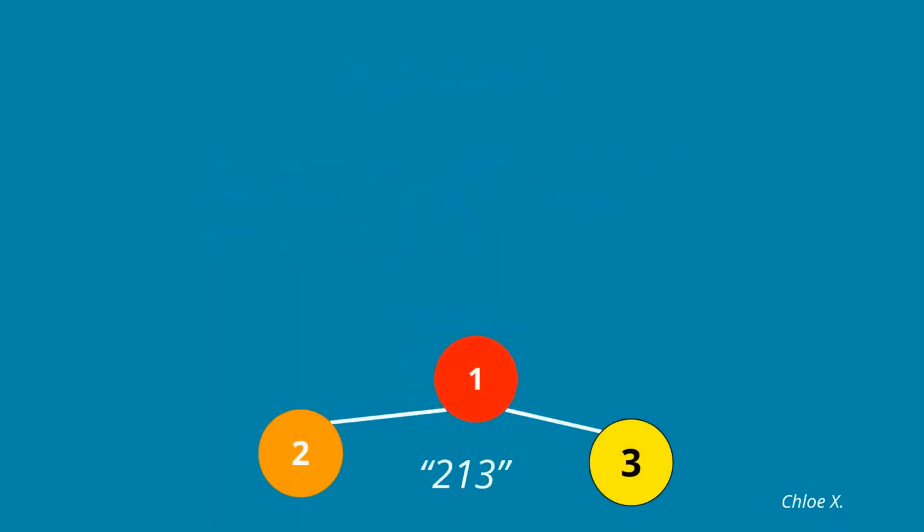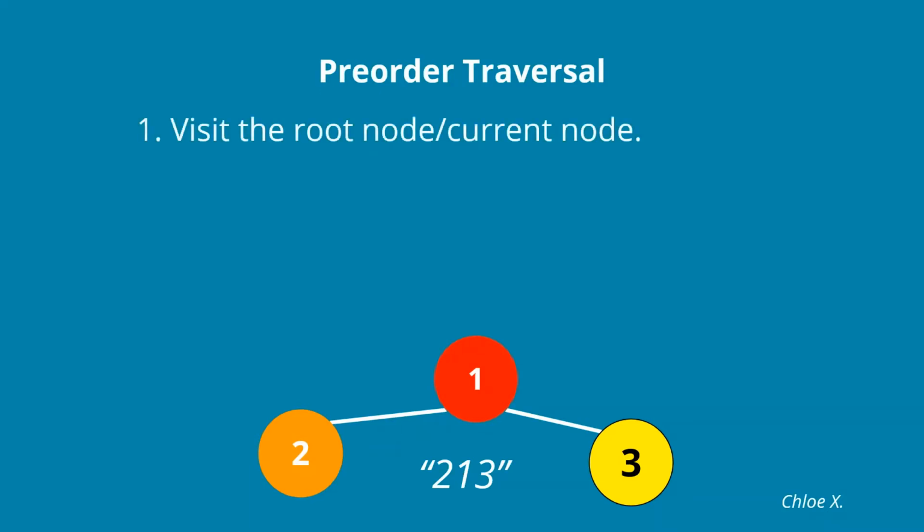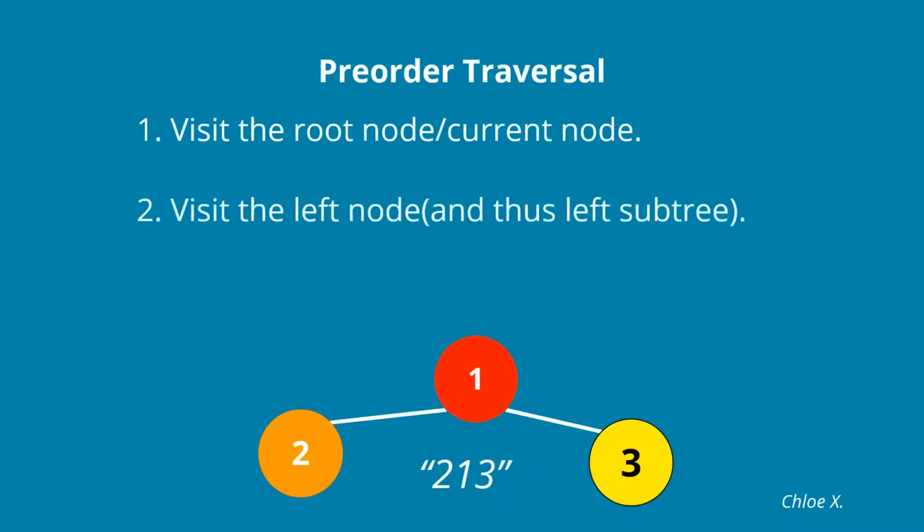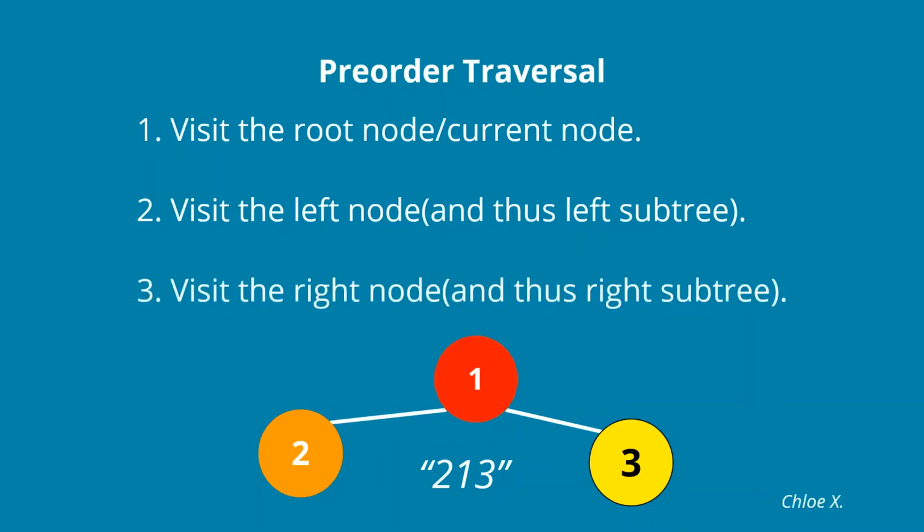First, let's start with preorder traversal. Its algorithm goes like this. Step 1. Visit the root/current node. Step 2. Visit the left node, and thus the left subtree. Step 3. Visit the right node, and thus the right subtree. I'll describe what that means.